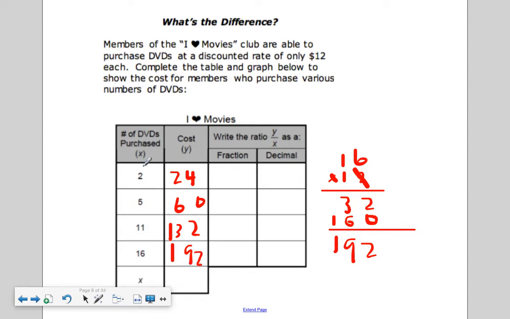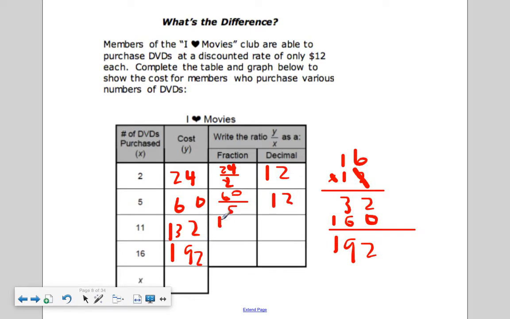So the X value is number of DVDs purchased. The Y value is cost. Write the ratio y over x as a fraction and decimal. So our fraction is 24 over 2. The decimal, well actually it won't even be a decimal, it'll just be 12. Our ratio of cost over number of DVDs is 60 over 5. So that means the decimal is 12.